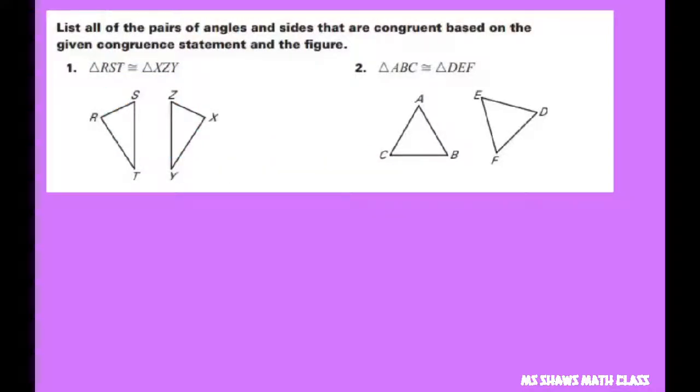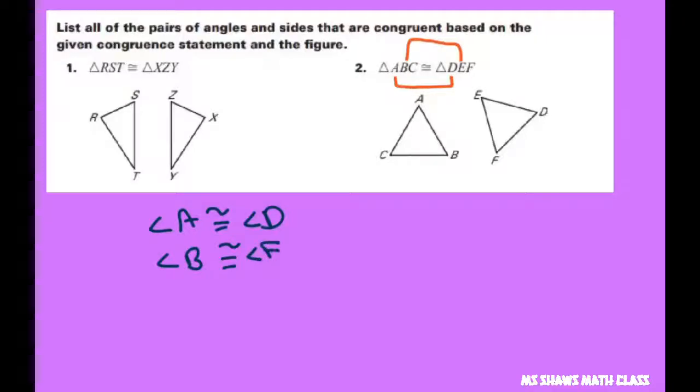Just looking at this, we have A goes with D, B goes with E, and so C goes with F. So that's going to be angle A is congruent to angle D. Angle B is congruent to angle E. And angle C is congruent to angle F.